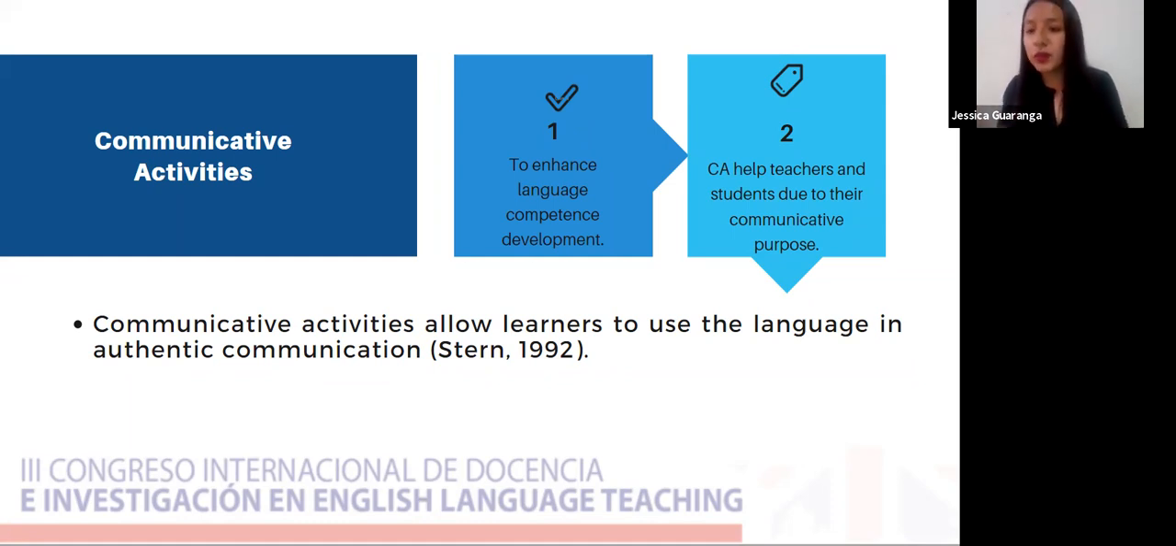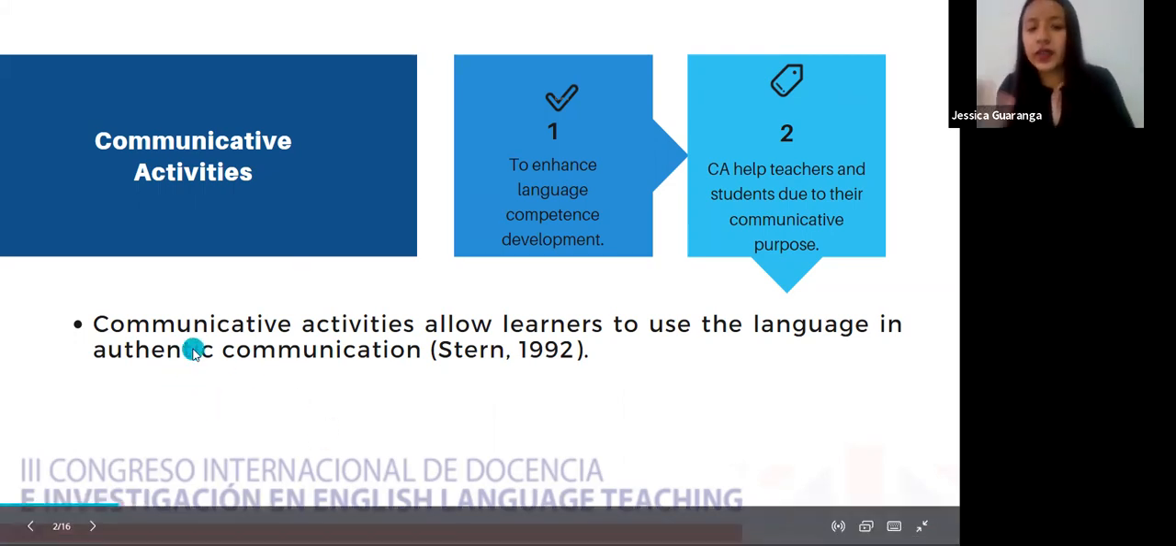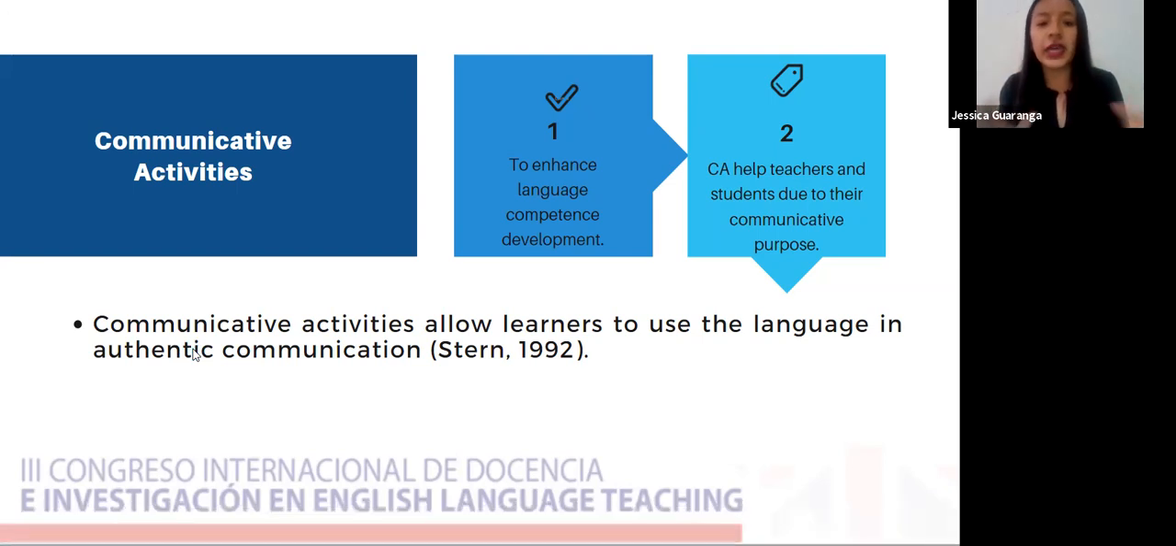Here we have the main purpose of communicative activities, which is to enhance language competence development. As I already told you, students have the opportunity to develop their communicative competence. In the same way, those communicative activities are mainly focused on encouraging our learners to use the language for real purposes, okay? And as you can see, here you have a short definition: communicative activities allow learners to use the language in authentic communication.